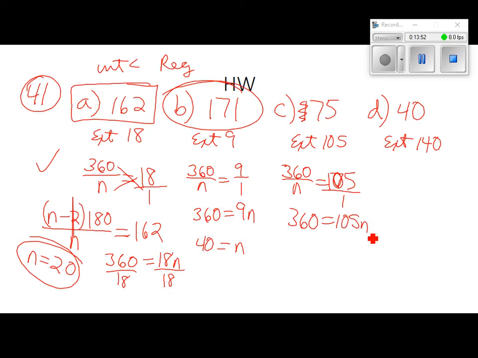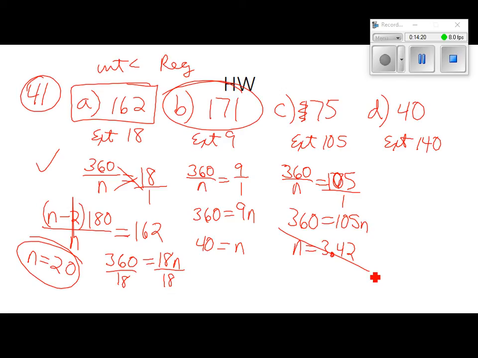3.42. What's that tell you? You can't have a polygon with 3.42 sides, so there is no regular polygon in our world that has an interior angle that's 75 degrees. Now, are there polygons that have angles that are 75 degrees? Yeah, they just can't be regular. Can't be where all the sides are the same and all the angles are the same.